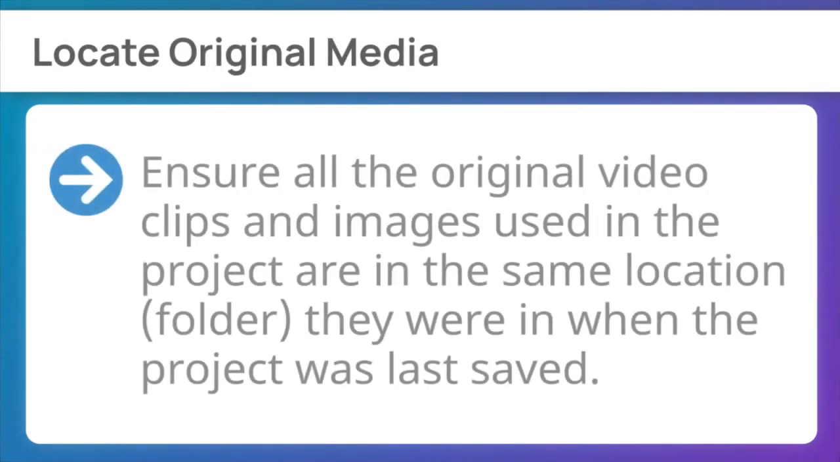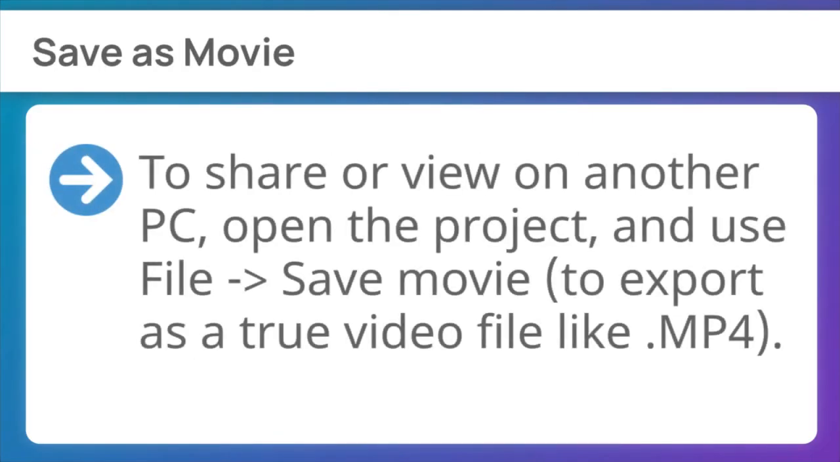Next, locate original media. Ensure all the original video clips and images used in the project are in the same location, folder they were in when the project was last saved. Finally, save as movie. To share or view on another PC, open the project and use File, Save Movie to export as a true video file like MP4.